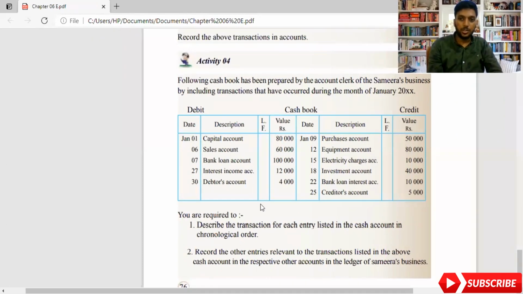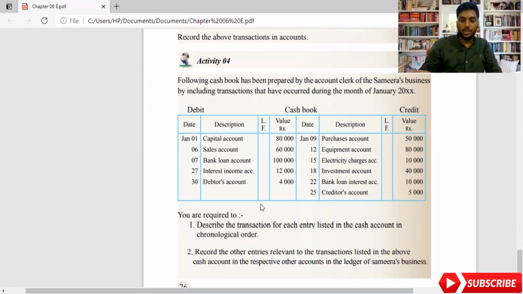So I'm not going to do the ledger accounts for this, but I'm going to explain where to put entries and why. They're asking to describe the transaction for each entry listed in the cash account in chronological order. Now you need to understand that the capital account of 80,000 means the cash book has increased by 80,000, it's a debit. So the capital account also would have increased on the credit side.